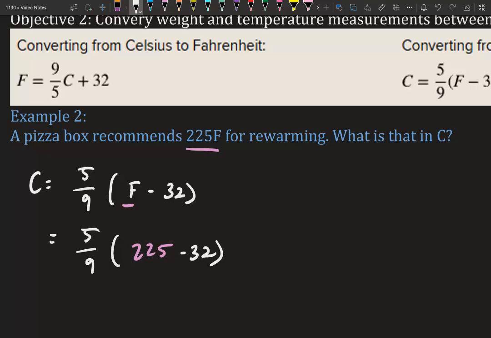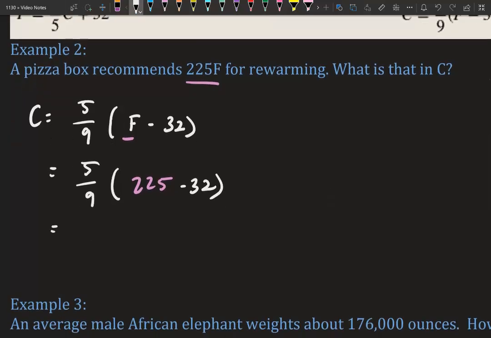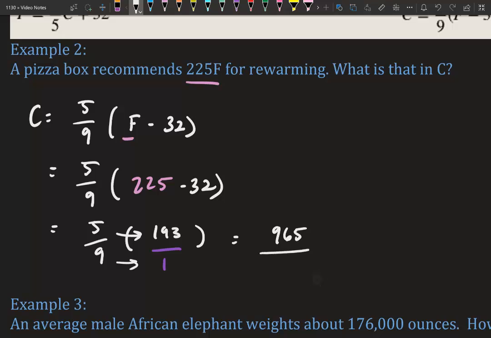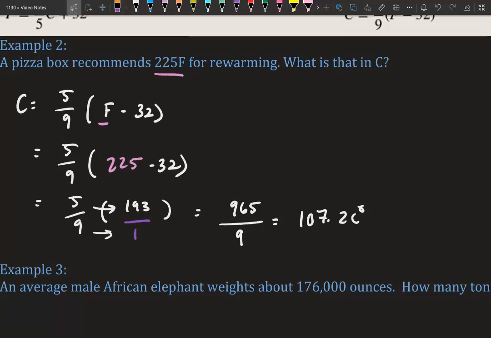So we have 5 over 9 times our F, which is 225 minus 32. Remember PEMDAS, so parentheses first. We have 5 over 9 times 193. Since we're working with fractions, let's go ahead and make everything a fraction. Let's just put it over 1. We multiply straight across. 5 times 193, we get 965, divided by 9 times 1, which is 9. And we get 107.2 Celsius, so it's about 110.